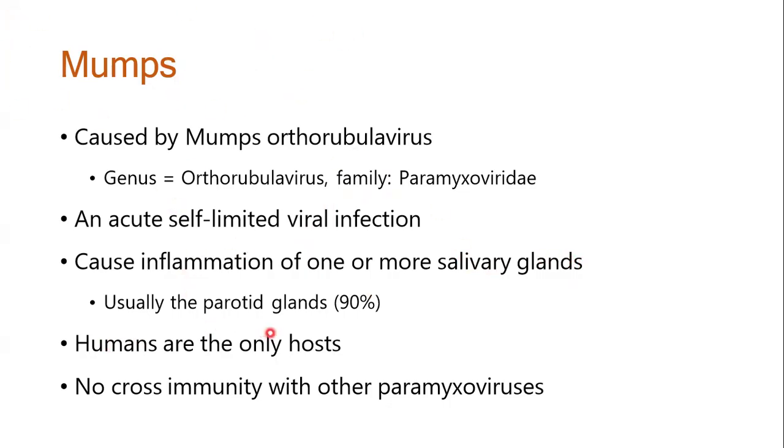Okay, humans are the only hosts. There is no cross immunity with other paramyxoviruses. What this means is, if you had measles, you can still get mumps. If you had mumps, you can still get measles. So there's no cross immunity.